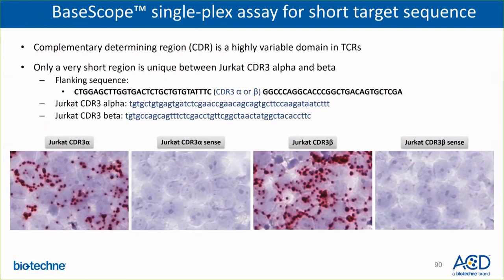One of the applications of BaseScope is detection of short sequences. For example, the CDR3 alpha and beta sequences from the Jurkat cell line differ from each other by only approximately 50 nucleotides. BaseScope probes were designed to target either CDR3 alpha or beta, and the sense probe was used as negative control.